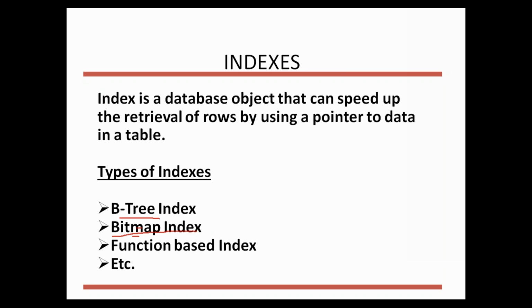And this bitmap index is created basically on low cardinality columns, that is, the number of distinct values is small compared to the total number of rows. For example, if you have a column called gender, it can contain only two values, male or female. In that case, bitmap index is very useful since the cardinality is low, and instead of creating a B-tree index, bitmap index creation will make the data retrieval faster.